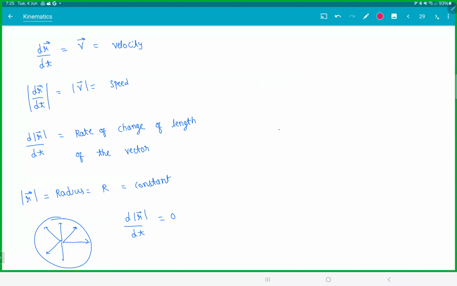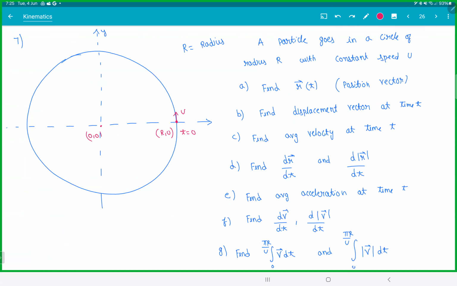But did everyone get the meaning of d mod r by dt? It's the rate of change of the magnitude of a vector, the length of the vector. So be careful, where you keep the mod will change the whole answer. If the mod is outside, it is speed. If the mod is inside, it is something else. There's a term for it. We will see that in the next question. But for now, let's be very clear what is d mod r by dt. Then what is the E part? Average acceleration.